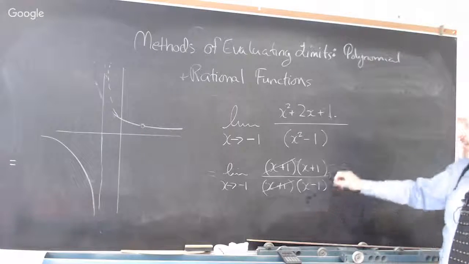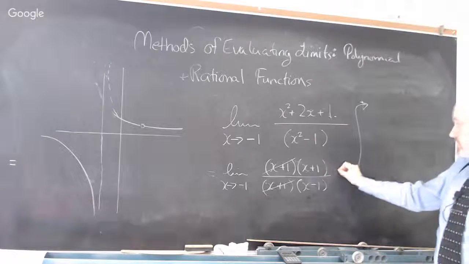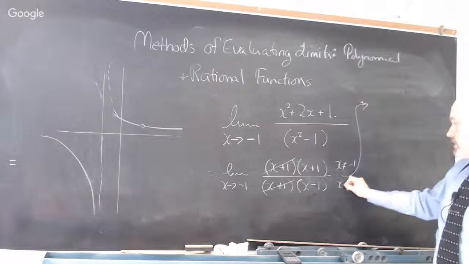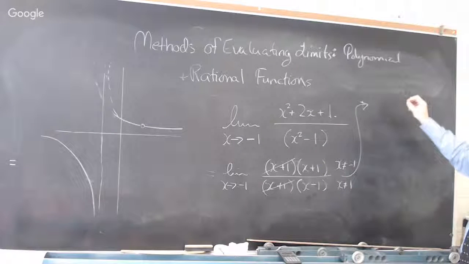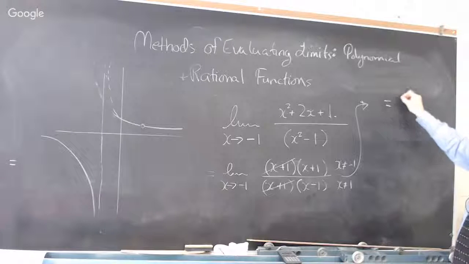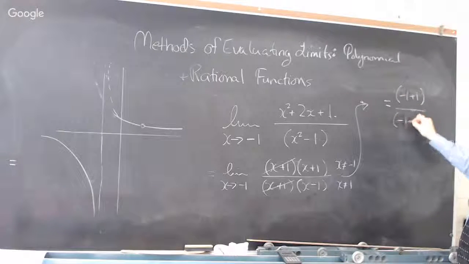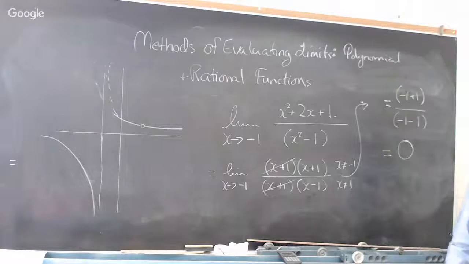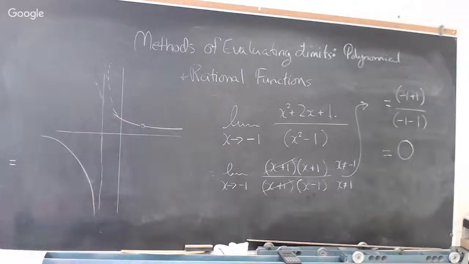Since I've fixed this up, I can now put in my limit. And just making sure, oh yeah, x can't be equal to -1. X also can't be equal to +1. So now I'm ready to put in my limit. I'm just going to put in -1 for x. Lo and behold, the limit is 0. So 0 is a perfectly legitimate value for the limiting value for a function.